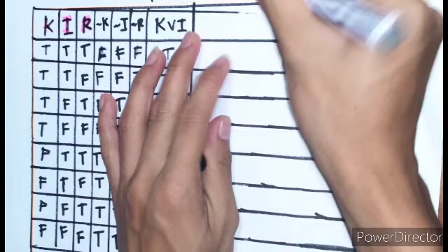So the next column is our third premise, K and I. True true is true, true false is false, and the same for the other values. Next is our conclusion, the negation I. So the opposite of true is false, false, true, true, false, false, true, true.